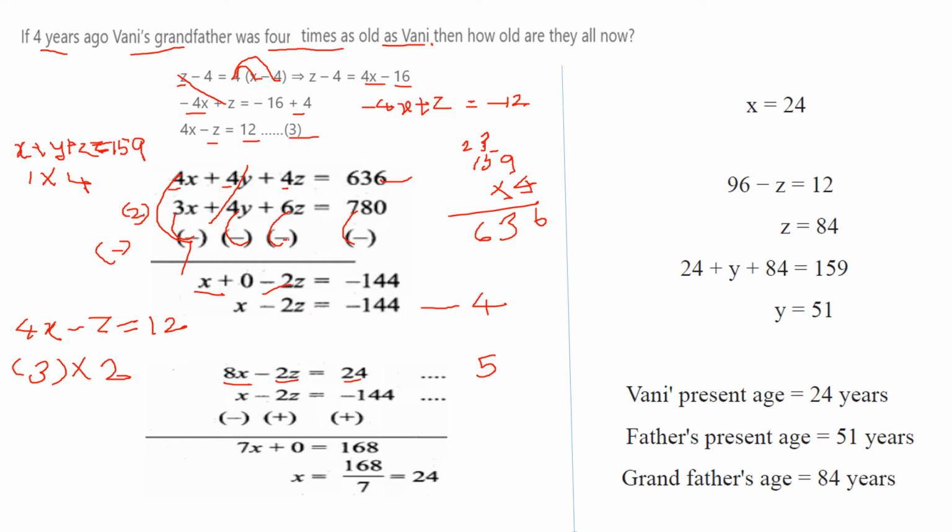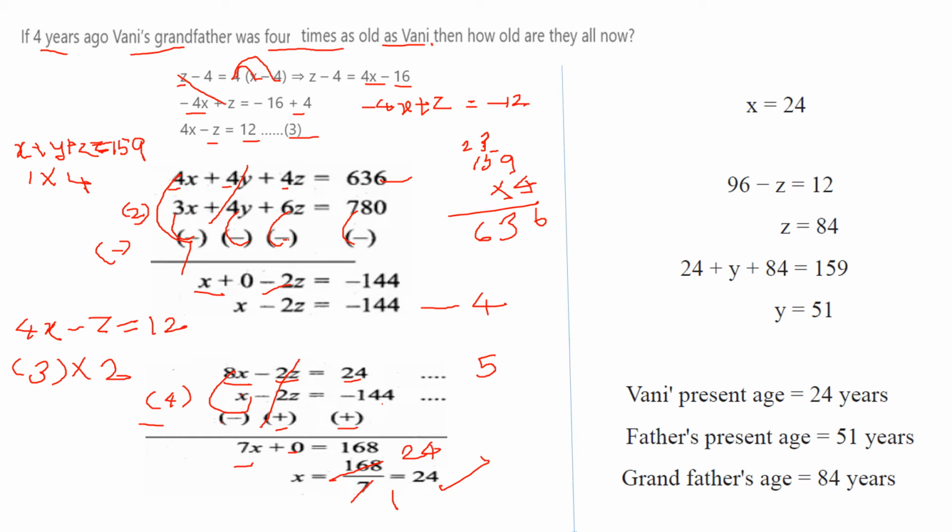So next write fourth equation and subtract. So here plus X means minus, minus 2Z plus, minus 144 here plus. So 8X minus X, 7X. Minus 2Z plus 2Z, that will cancel 0, and 24 plus 144, that is 168. So 7X equal to 168 means X equal to 168 by 7. Cancel, 2 7s are 14, 4 7s are 28. Therefore X equal to 24.